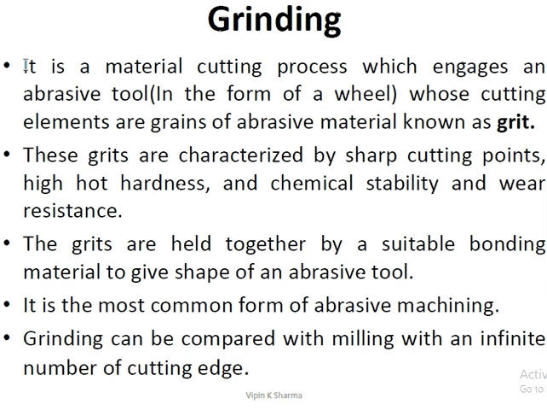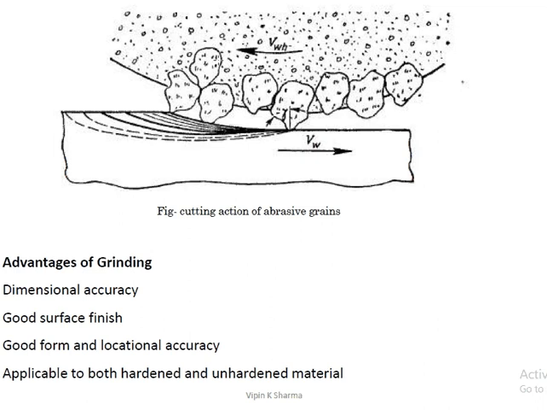from the workpiece surface. So there are some desirable properties of these grits or abrasives, which are they should have a sharp point, sharp cutting edges, they should have very high hot hardness, they should be chemically stable, and they should be wear resistive. What does these points means? They have very high hot hardness means the grits or abrasive does not lose their hardness at higher temperatures.